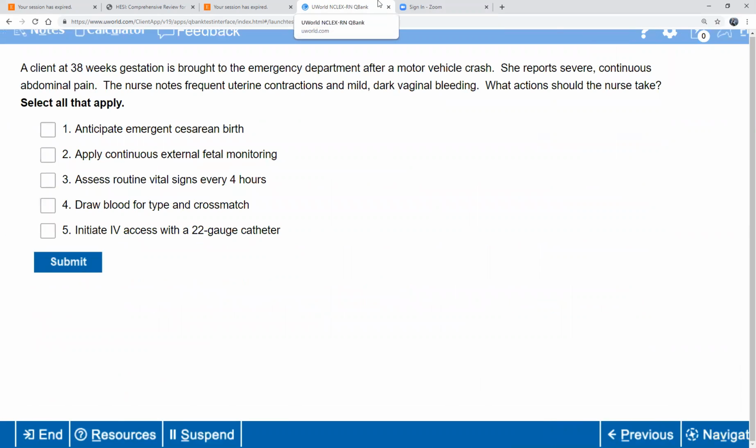A client at 30-week gestation is brought to the emergency department after a motor vehicle crash. She reports severe, continuous abdominal pain. The nurse notes frequent uterine contractions and mild, dark vaginal bleeding. What action should the nurse take? Select all that apply.